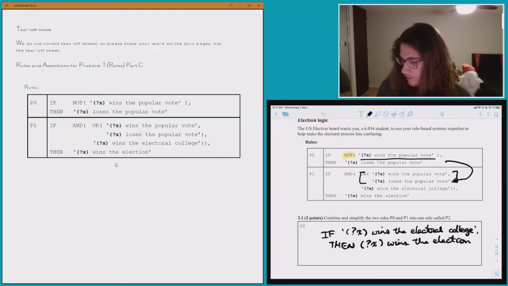Another way to look at it is, if X wins the popular vote is not in the list of assertions, then P0 would yield the consequent, or the assertion X loses the popular vote, and then the OR condition would be true anyway. So whether the desired assertion is in the list of assertions or not, about some comment about winning the popular vote, it doesn't really matter because P0 would handle it. So if we eliminate this OR and P0, then we've essentially condensed P0 and P1 into P2.